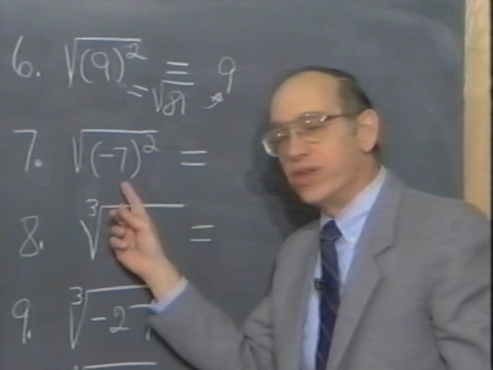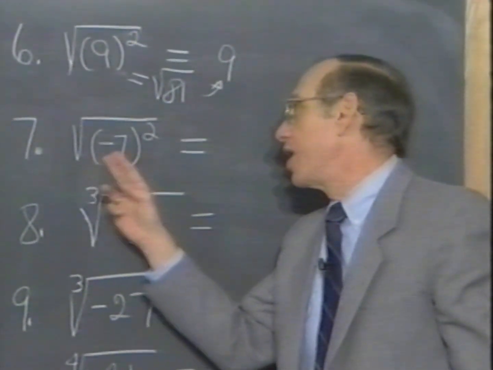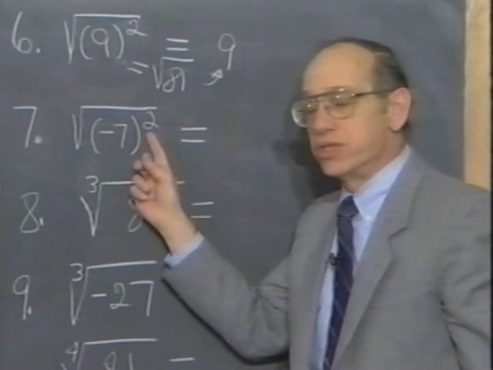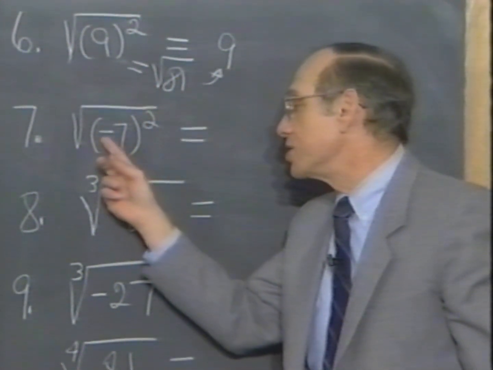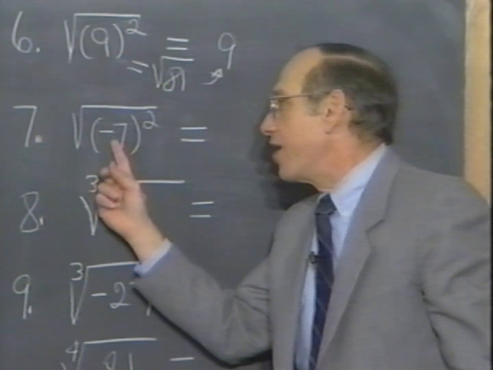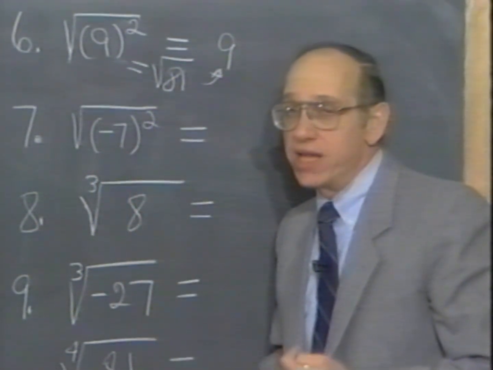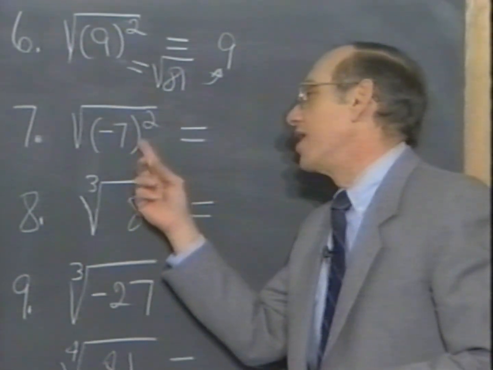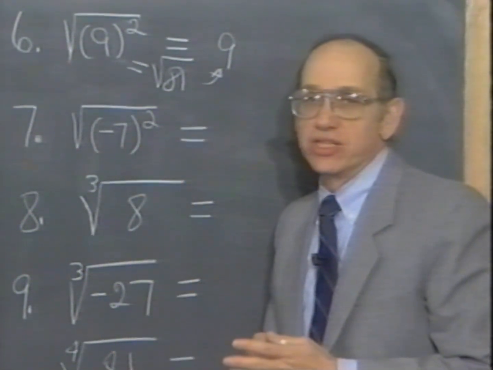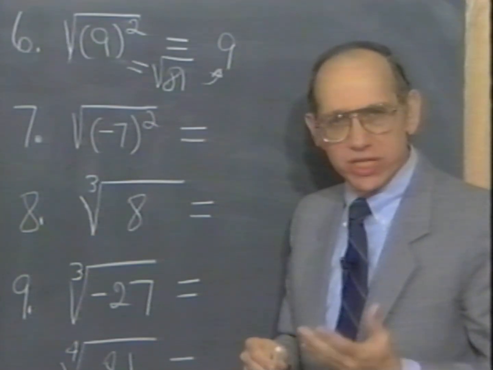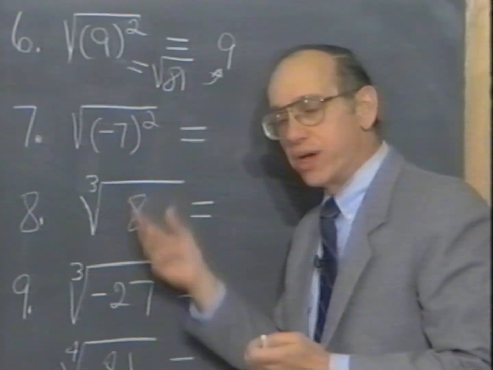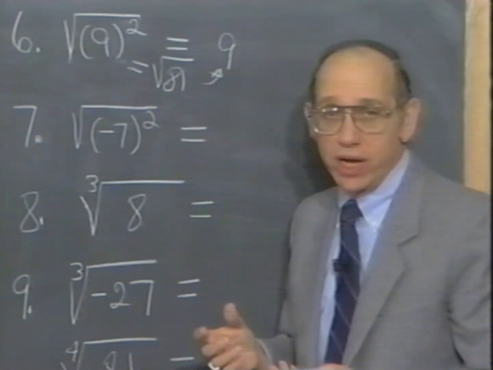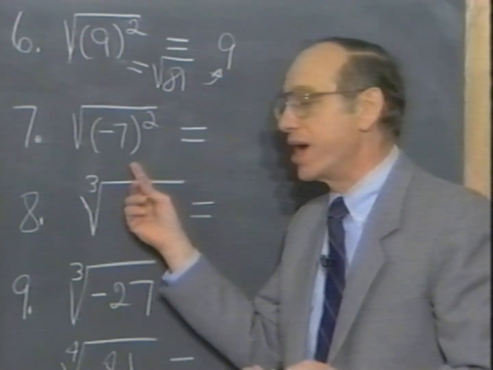In number 7, you see why I try to emphasize the fact that you should do what's inside the square root first. Because, again, here I have minus 7 squared. That's minus 7 times minus 7. And the tendency is to say that that should give you minus 7 as a square root. Let me say that again. I have minus 7 times minus 7. Those are two equal factors that give you minus 7 squared. And therefore, the square root would be minus 7.